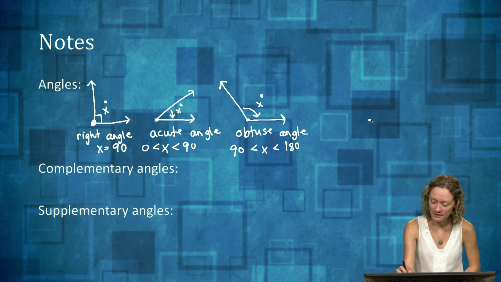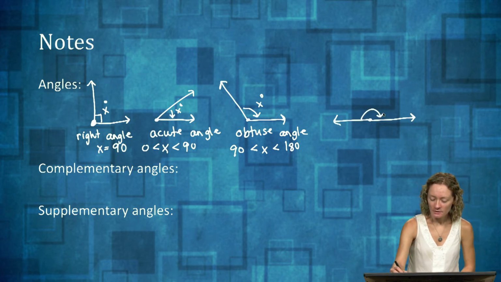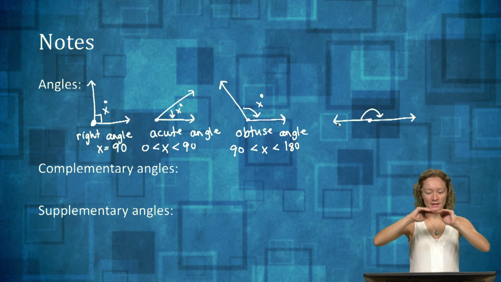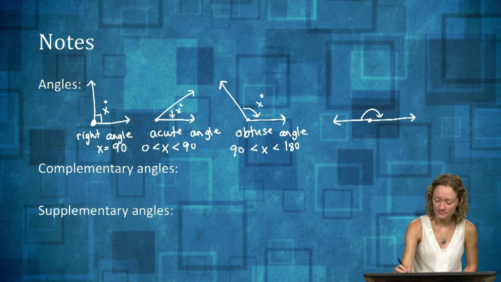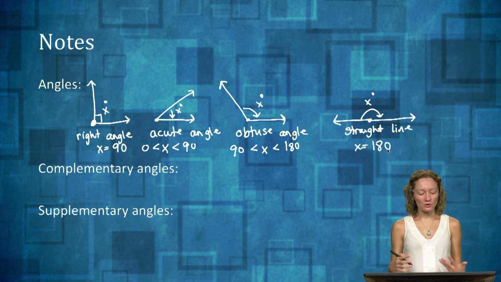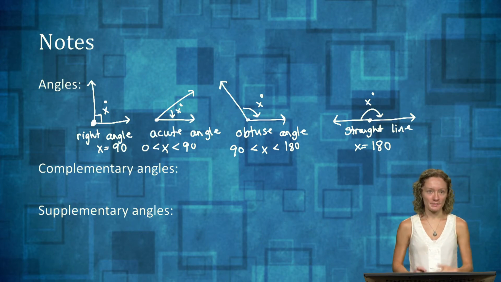And then the last one, which I imagine would be the most difficult to come up with because you don't think of this as an angle, but you could look at it that way. If this is your common endpoint and the rays go out exactly opposite of each other, then you have a straight line. And in that case, x is equal to 180. So every potential angle we'll see in this class can be classified as one of these four, because we're not going to look at anything greater than 180.